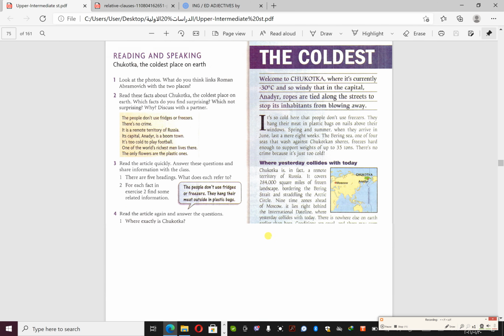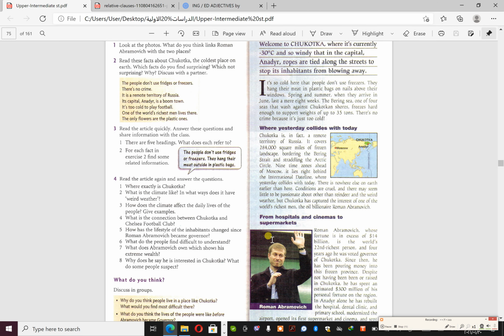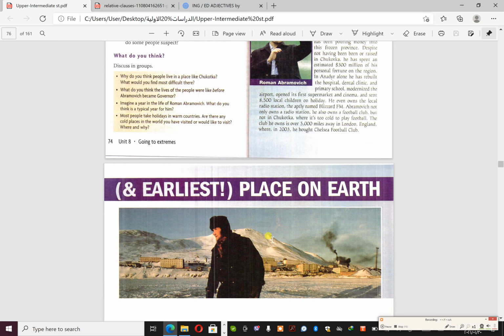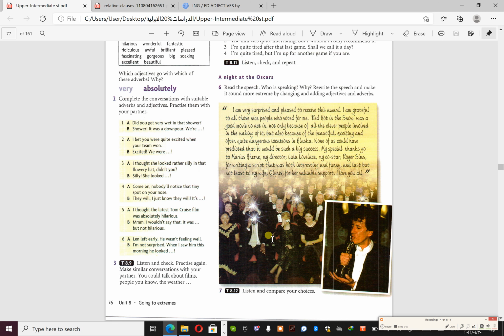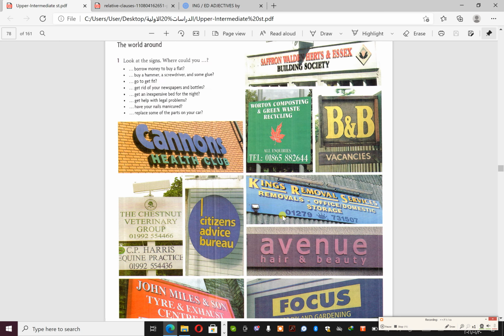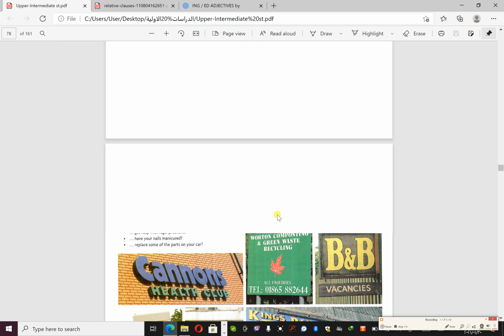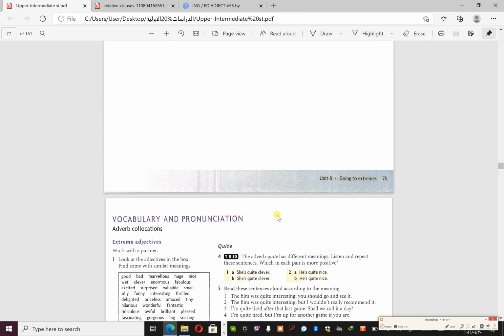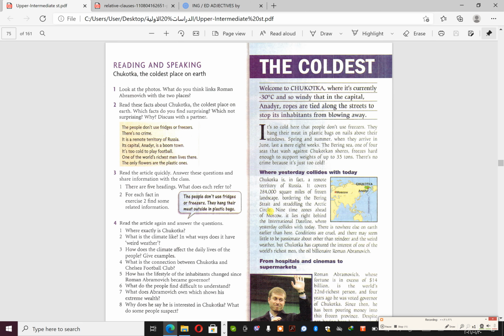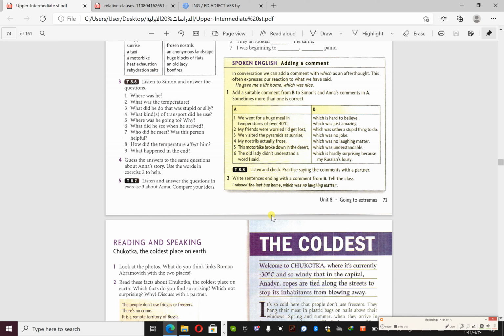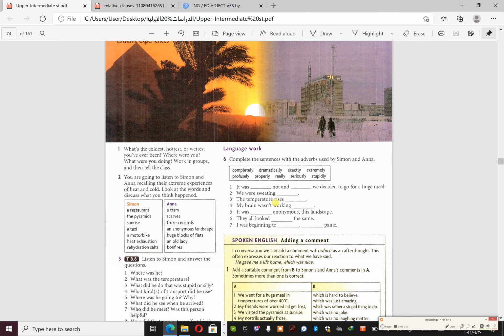In reading and speaking, I recommend that you read it, as it helps you improve your skills. But here it uses some words that we use as adverbs, like absolutely, seriously, actually, frankly, or fortunately. These are all called adverbs, which we use as adverbs.